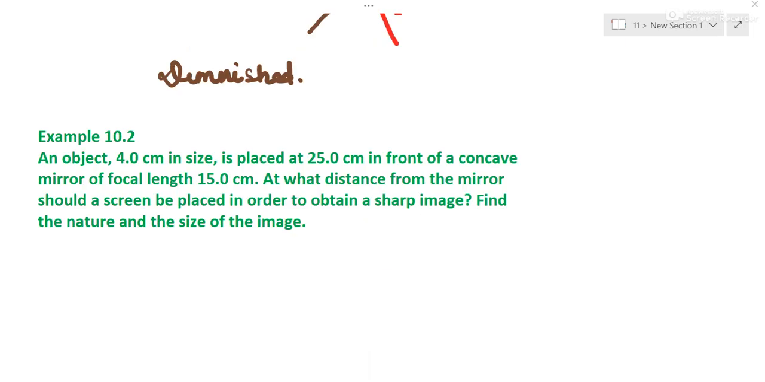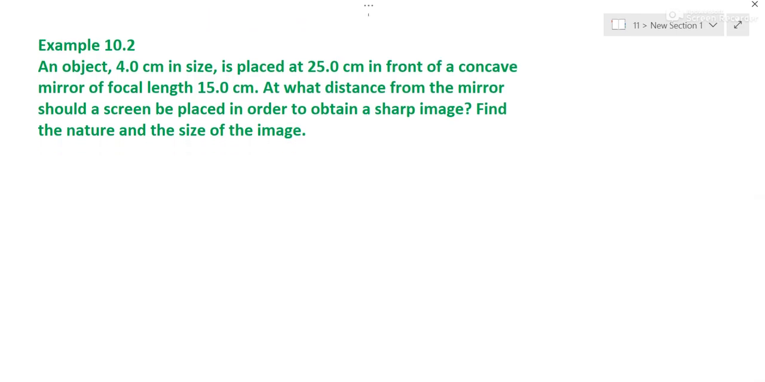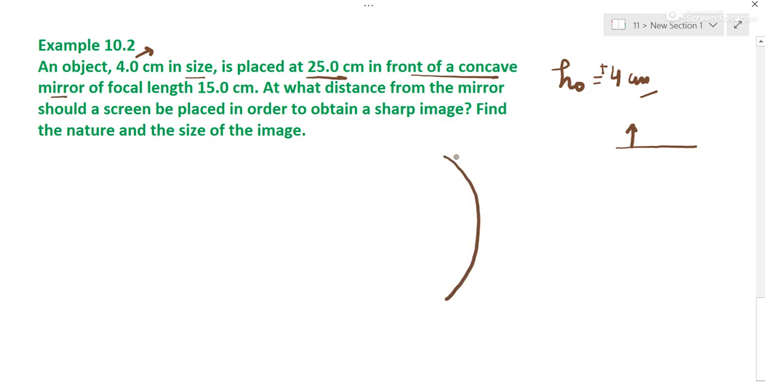Let us get to the next numerical. An object 4 centimeter in height, that is the height of the object. We will write this as the height of the object, 4 centimeter. The object is always kept above the principal axis, so it will be taken positive. It is placed 25 centimeter in front of a concave mirror. So we will draw the concave mirror.